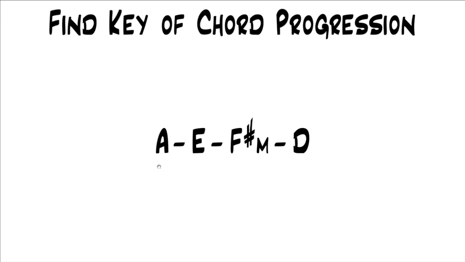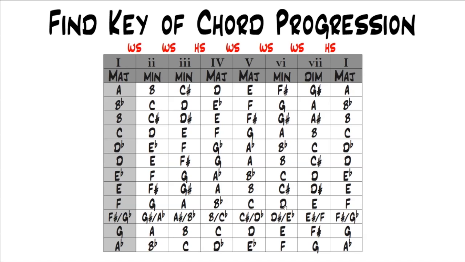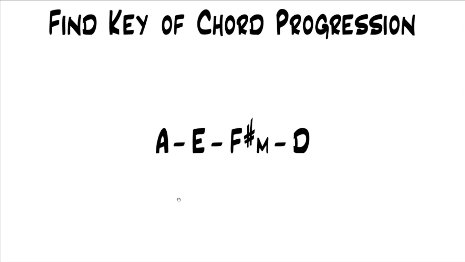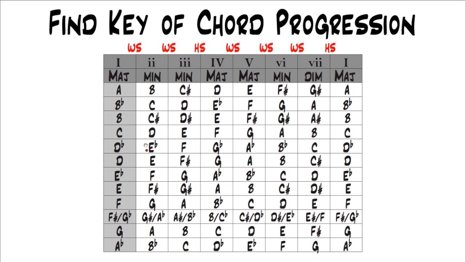What we have here is A major, E major, F sharp minor, and D major. If we go back to our chart, the way we start is, since we know the first chord is major, we're going to look through this first column of major and look for an A, which obviously is right here. It's the first one. The next chord was E major, so we look in this same column of A major for an E major. If we go through here, we find an E. That is major, so we know those first two chords fit in this key of A major.